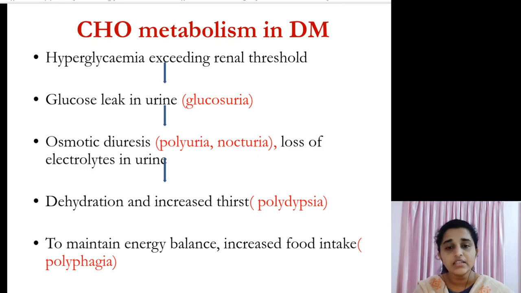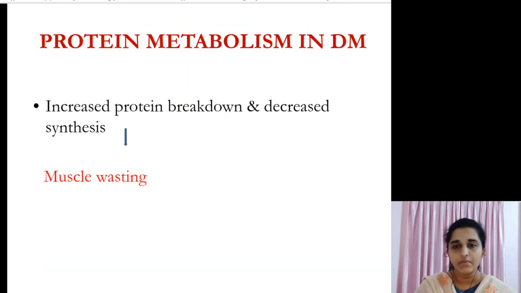There is increased urine production, polyuria or nocturia, and there is loss of electrolytes in urine. Since this polyuria happens, there is dehydration, and because of this dehydration there is increased thirst, that is polydipsia. And to maintain energy balance, there is increased food intake, that is polyphagia. So these are the important concepts in carbohydrate metabolism.